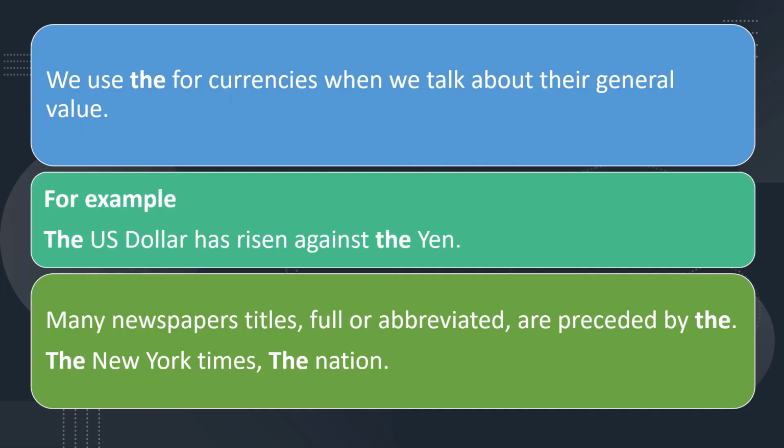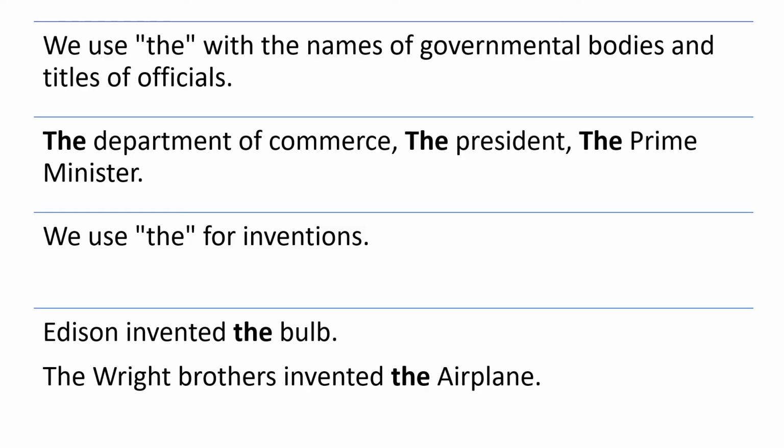We use the for currencies when we talk about their general value. For example, the US dollar has risen against the yen. Many newspaper titles, full or abbreviated, are preceded by the: the New York Times, the Nation. We use the with the names of governmental bodies and titles of officials: the Department of Commerce, the President, the Prime Minister. We also use the for inventions. For example, Edison invented the bulb. The Wright brothers invented the airplane.